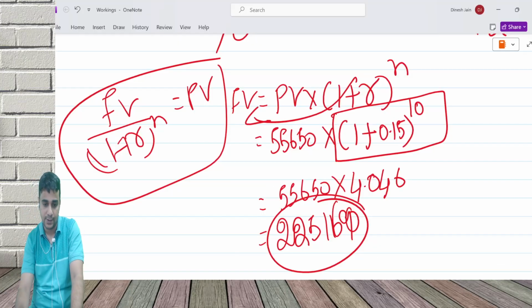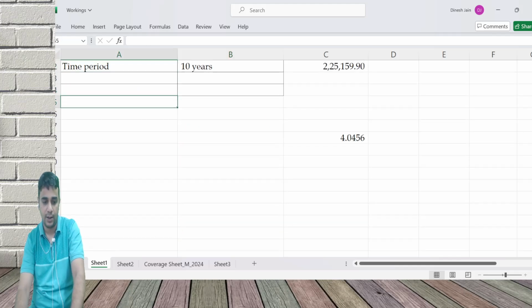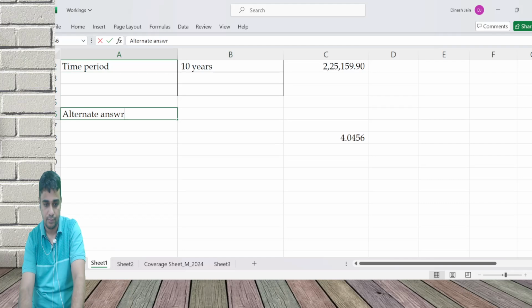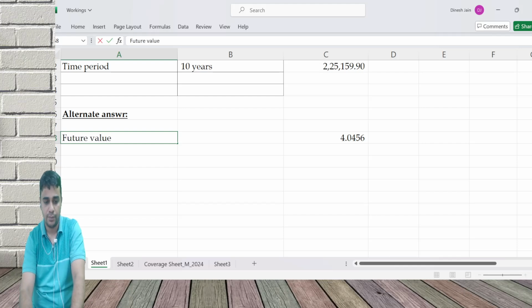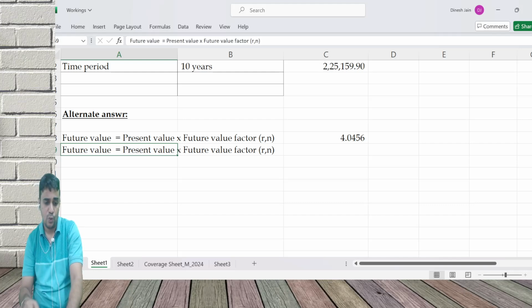Now, alternate answer. The answer is going to remain the same only. Future value is equal to present value into future value factor r comma n. That's how we write it: FVF r comma n. What is the present value?